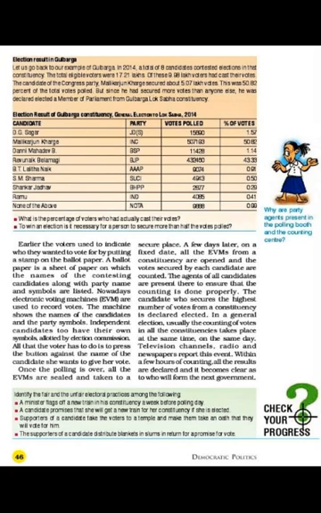In a general election, usually the counting of votes in all the constituencies takes place at the same time on the same day. Television channels, radio, and newspapers report this event. Within a few hours of counting, all the results are declared, and it becomes very clear who will form the next government. So this was about polling and the counting of votes. The results are declared, and it is clear which political party will form the next government.